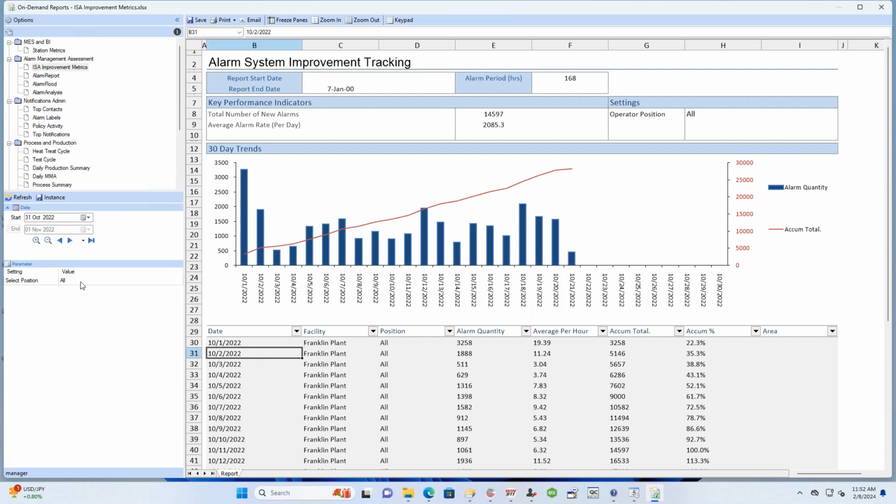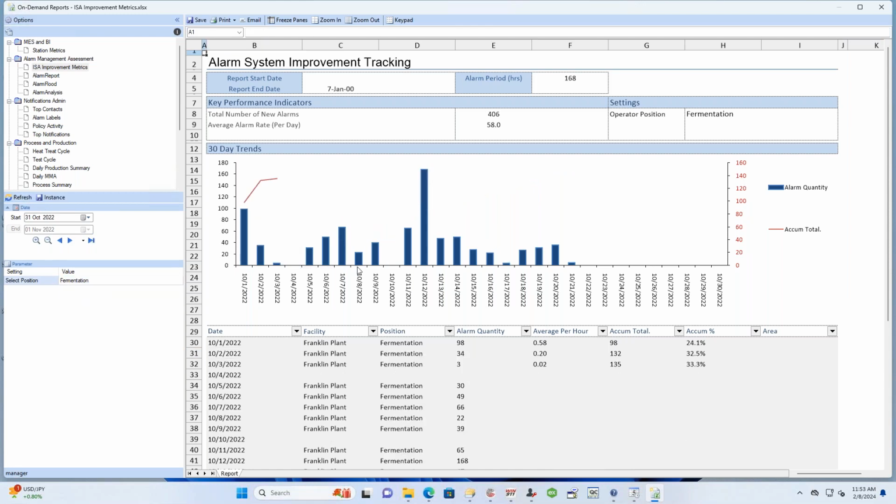And again, we can assess these trends for different positions as well. So we can look at this, for example, for the fermentation position, and there were days in that position where we had no alarms at all. So I think this allows us to get that perspective that even if the whole plant is moving one way, it may be due to specific factors within the data set.